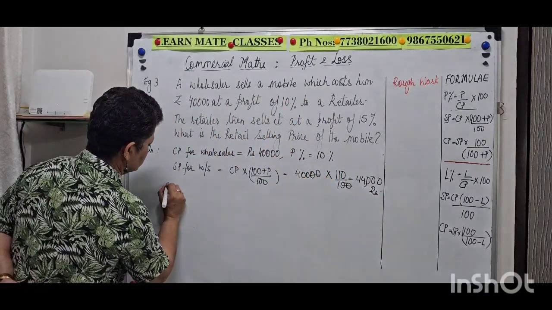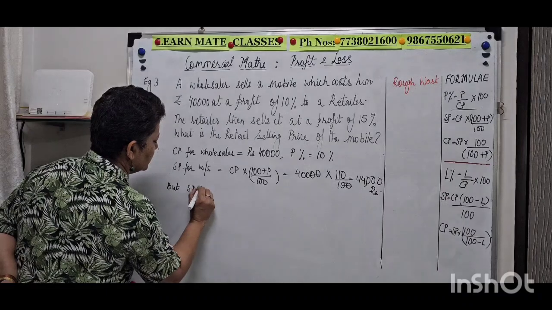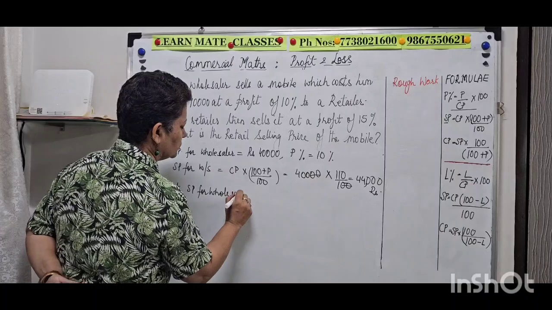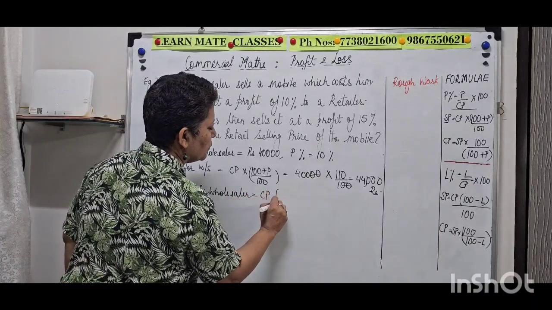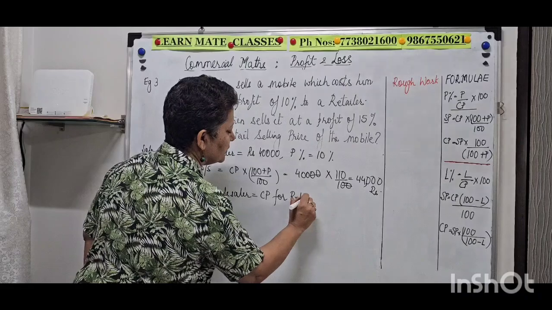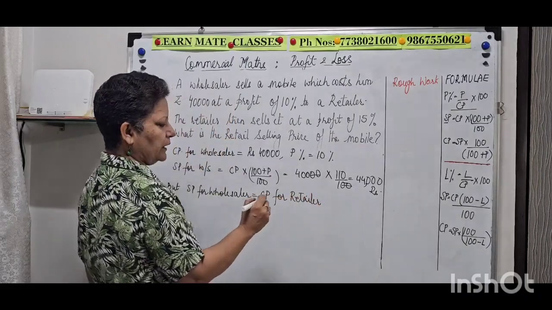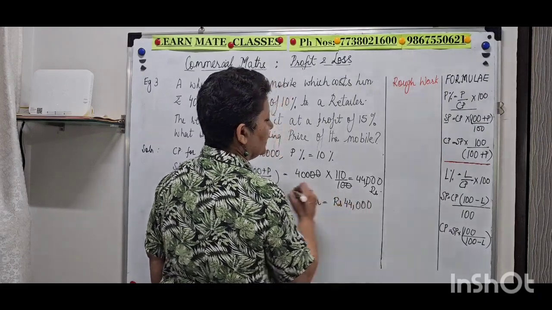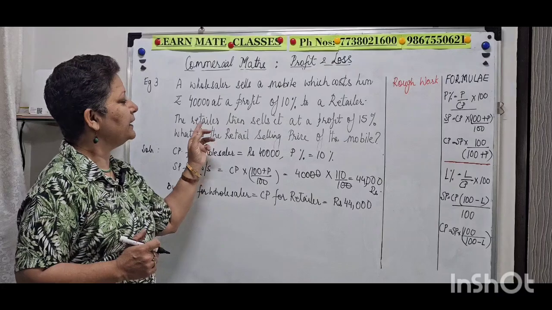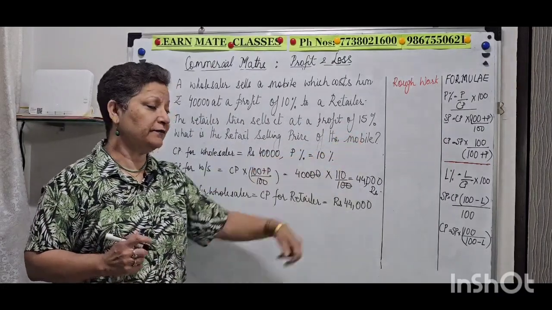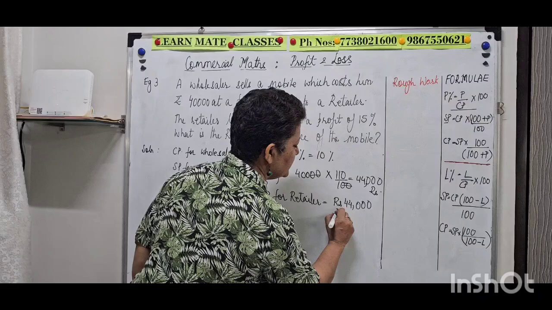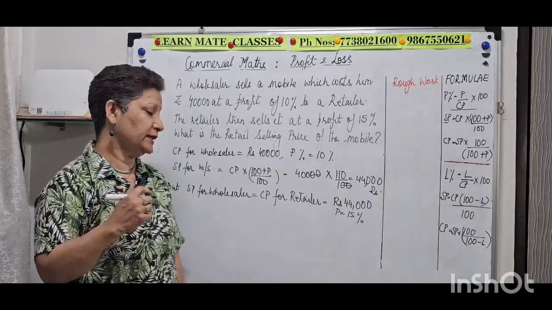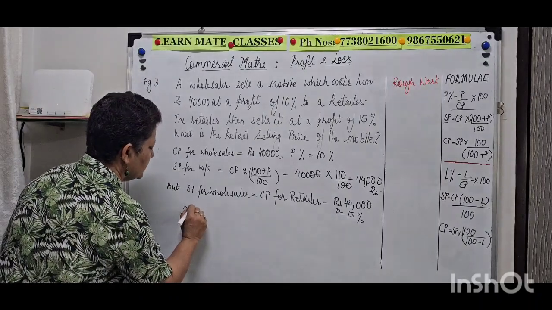But SP for wholesaler is equal to cost price for the retailer, and that we've already calculated is nothing but rupees 44,000. At this stage, what is the profit that the retailer sells it for? It is being sold at 15% profit. So profit here then is 15% now, and so I need to find out the selling price for the retailer.